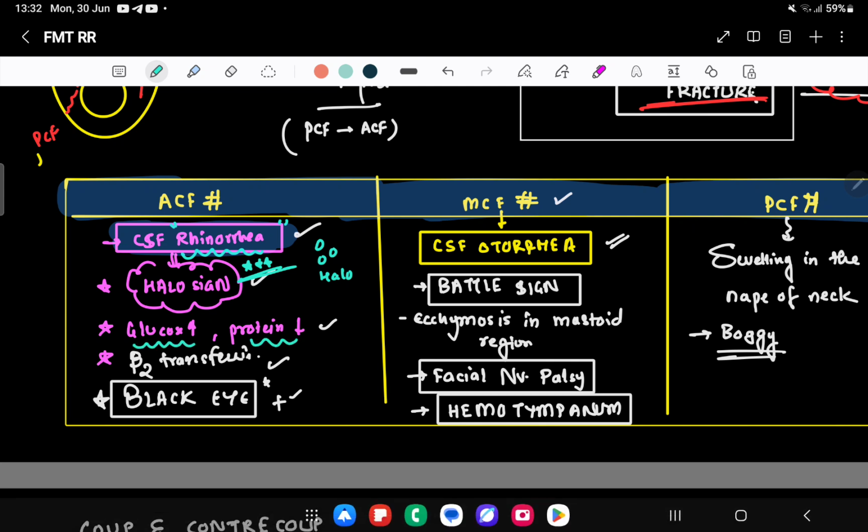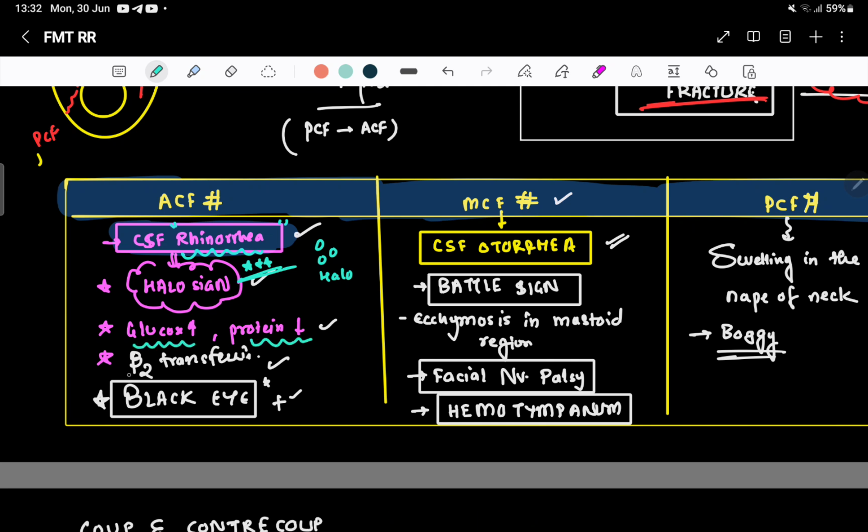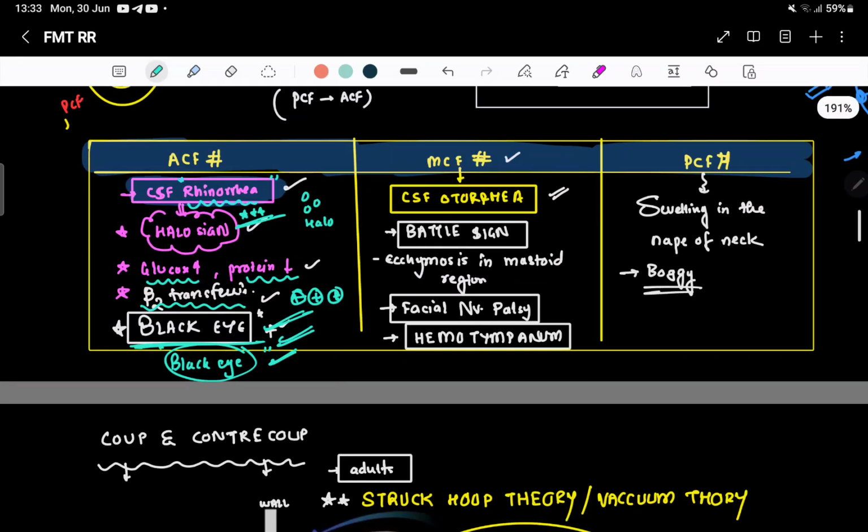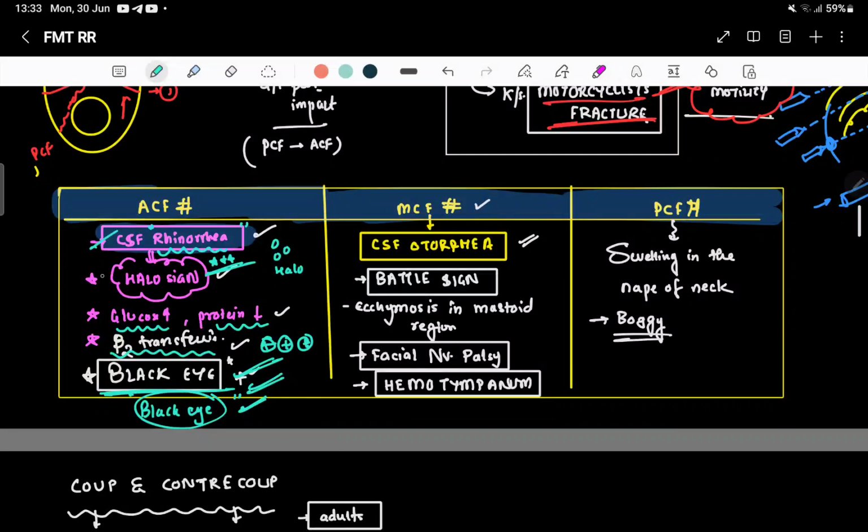Glucose will be increased, protein will be decreased because CSF will be there. Beta-2 transferrin is a specific marker for anterior cranial fossa fracture, and we will see the presence of a black eye, or raccoon eye. This black eye is a feature of ACF fracture. So: CSF rhinorrhea, halo sign, glucose increase, protein decrease, beta-2 transferrin and black eye.